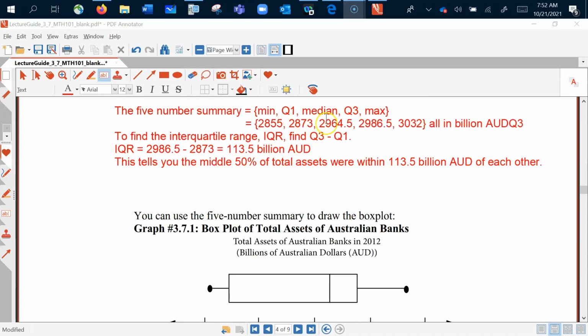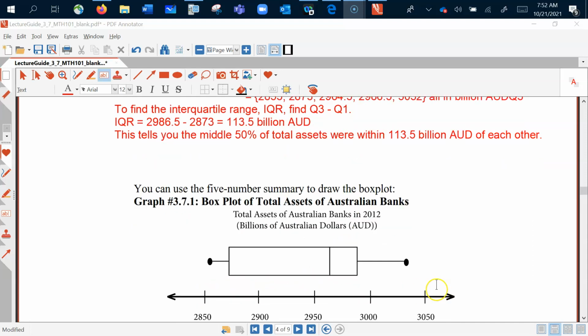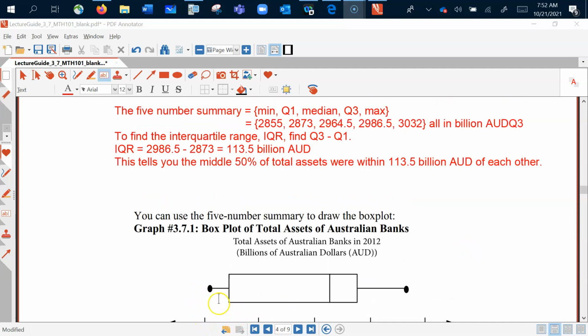So the min, Q1, median, Q3, and the max are going to be represented as a box plot. Whenever we draw a box plot, you do want to have a scale for reference here. So here the minimum value was 2,855. The maximum value, the far whisker, was at 3,032. The first quartile, 2873. The median, 2964.5, and the third quartile, 2986.5.